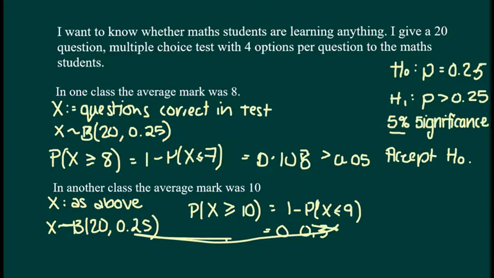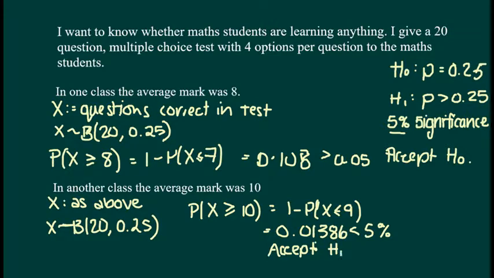Oh, here we go, 0.01386. Okay, so there is a 1% chance that if you are a monkey bashing keys or scratching out the letters A to D, a 1% chance that you could get 10 or more. Well, that sounds significant to me. That's under 5%. That's under our 5% threshold. And so we can now accept H1. I can actually say for this group, yeah, I think learning's gone on, because the chances of this happening by luck, by chance, is 1%, and that's not a big number. That's not a big probability. So I can accept H1.